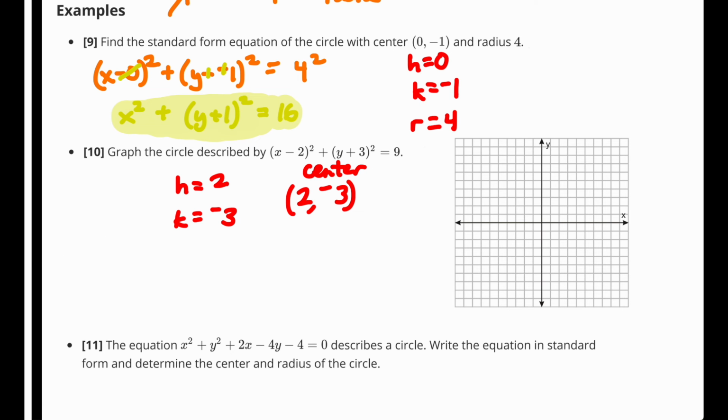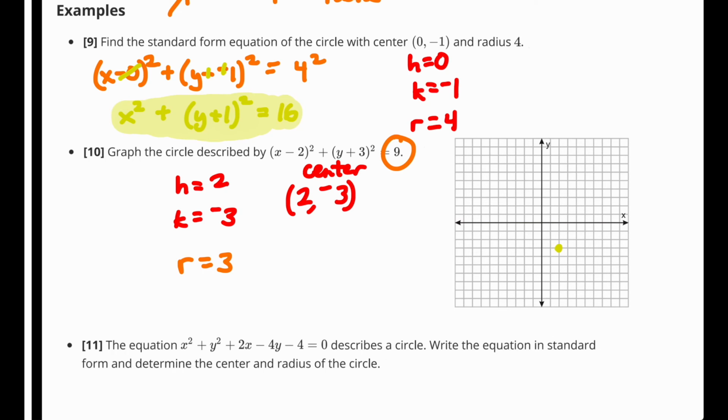Okay, the radius is whatever the square root of that is right there. So in this case, our radius is 3. All right, so let's try to make this circle here. First, I'm going to start with the center at (2, -3). So 2, -1, 2, 3. Right there. There's the center of our circle, and the radius is 3.